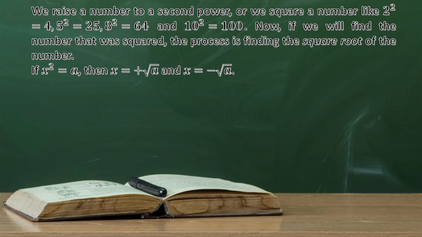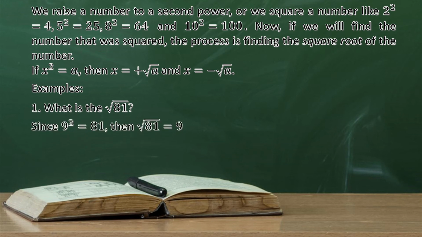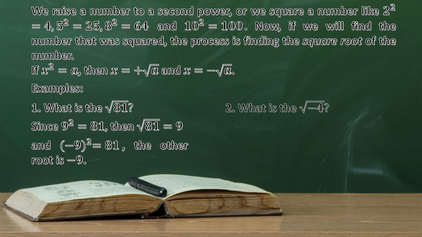If x squared is equal to a, then x is equal to positive square root of a, and x is equal to negative square root of a. Examples: what is the square root of 81? Since 9 squared is equal to 81, then the square root of 81 is equal to 9. And negative 9 squared is also equal to 81. Then the other root is negative 9, because negative 9 times negative 9 is equal to positive 81.